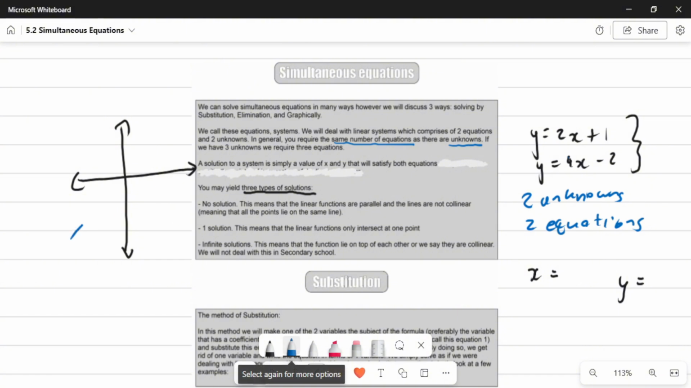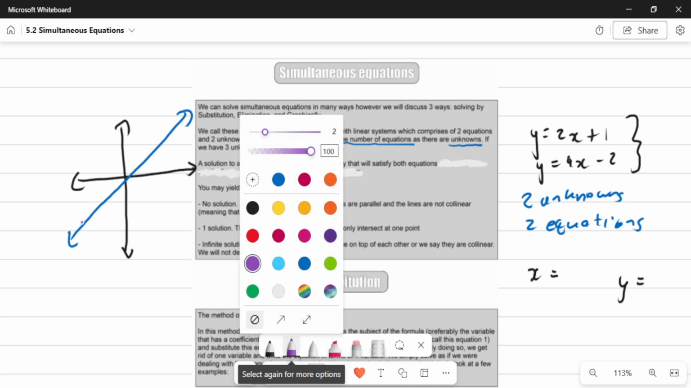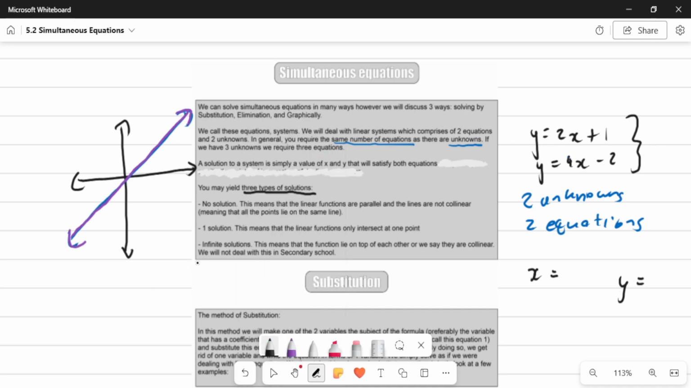Let's say you have a function that looks like this here, and then you have another function that sits directly on top of it. So they are collinear. That's what we say. We say they are collinear, meaning that they lie on top of one another. For something to be not collinear means they're not touching at all. For something to be collinear means that it coincides, they lie one on top of the other.